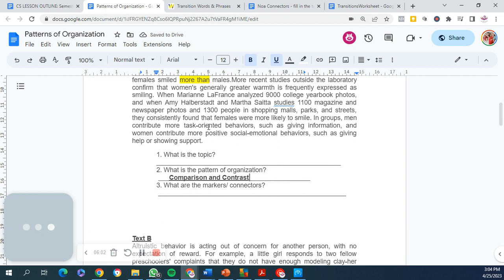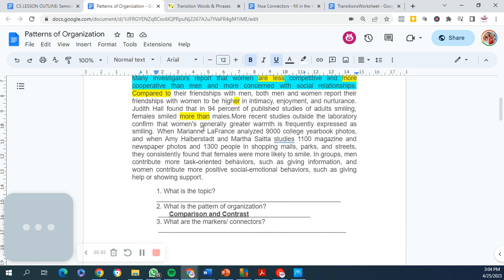And the markers, I already wrote some markers, so you can copy and paste these. Okay. Now they're not the only types of markers. We also have, such as is illustration, but that's not a marker of comparison and contrast, so you don't need to copy that. Okay. Sometimes I'm already preparing you. Sometimes we have more than one pattern of organization. So, but then I'll ask that clearly.